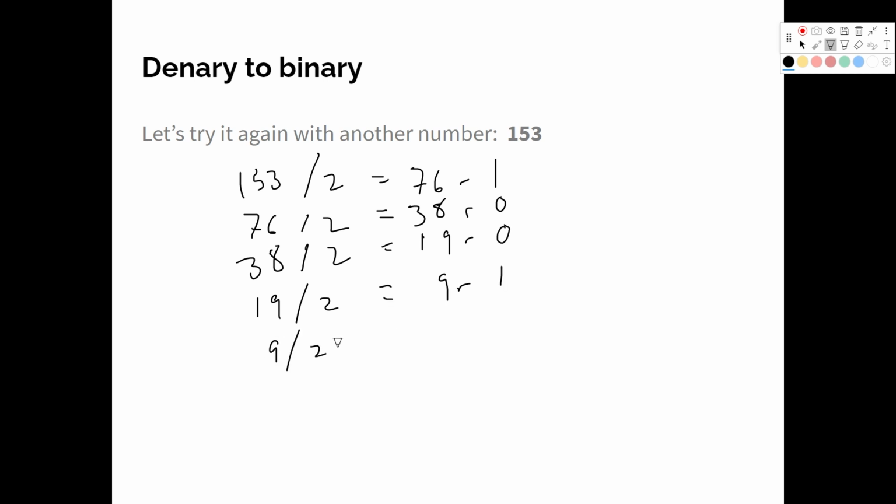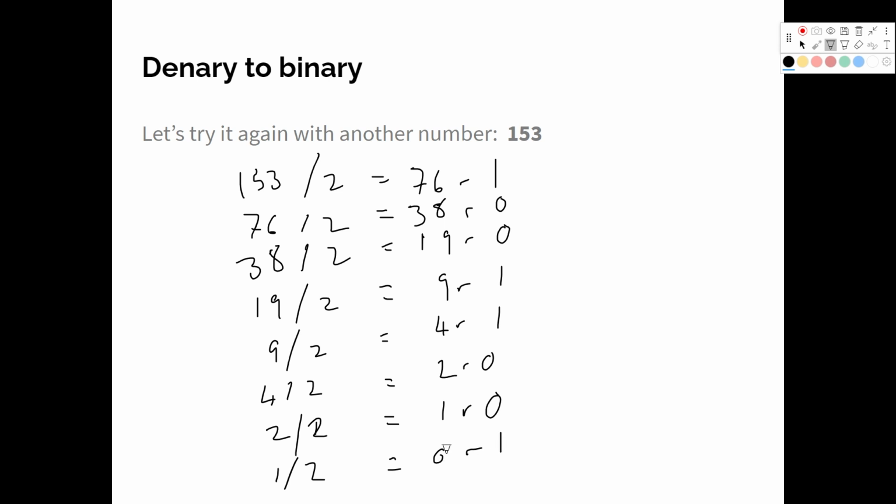And then we do 9 divided by 2. That's 4 remainder 1. And then 4 divided by 2. That's going to be 2 remainder 0. We've got 2 divided by 2. That's just going to be 1 remainder 0. And we do 1 divided by 2. 1 divided by 2 is 0 remainder 1. And once we get to 0, we stop. So the number 153, we start from the bottom and we write them out on the way up. So it's 1 0 0 1 1 0 0 1. We can double check again. Yes, 153.